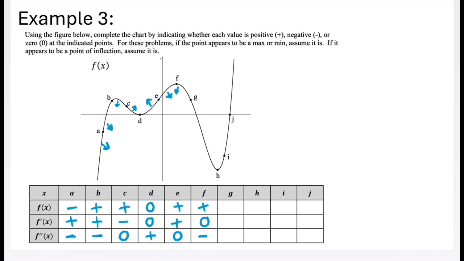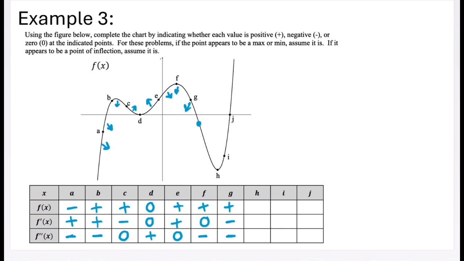Now G. G looks like it was positive. It's on a decreasing part of the graph. So the first derivative is going to be negative. And then I'm not sure, it doesn't necessarily look like it's a point of inflection. I feel like the place where the concavity changes would be closer to right here. So I'm going to say it's still on the concave down portion of the graph. So it's going to be negative there. It looks like it doesn't change from being concave down to concave up until you get a little bit closer to H on the line there.